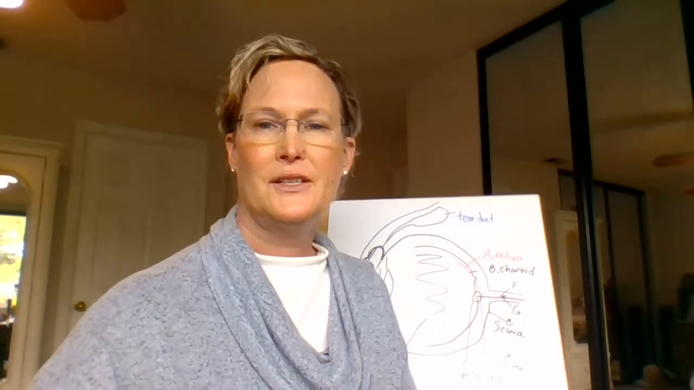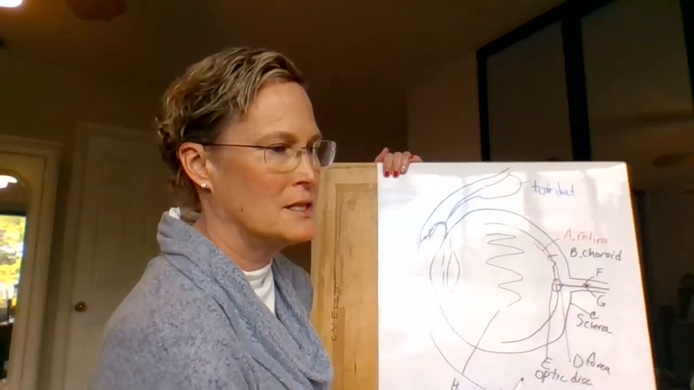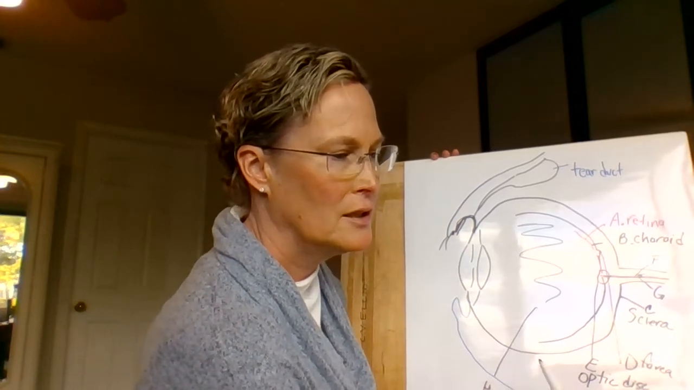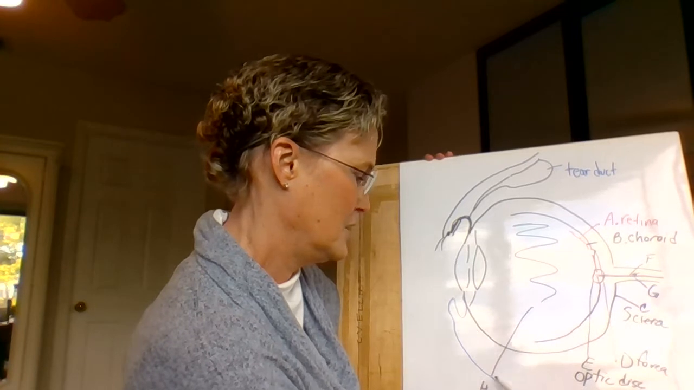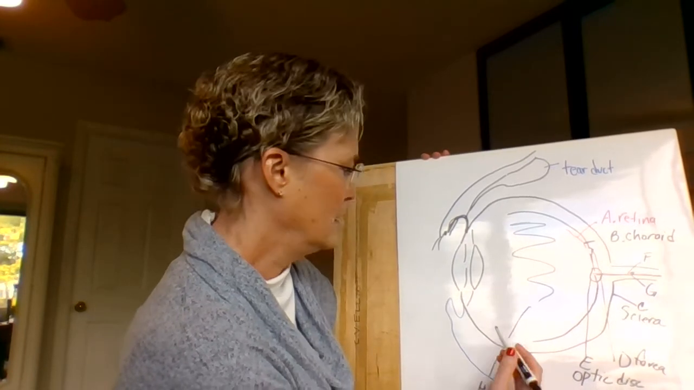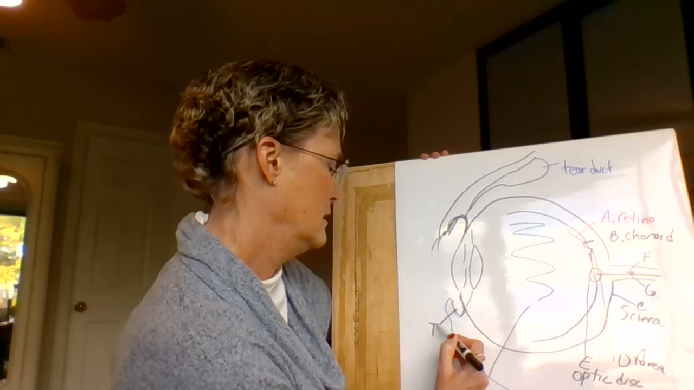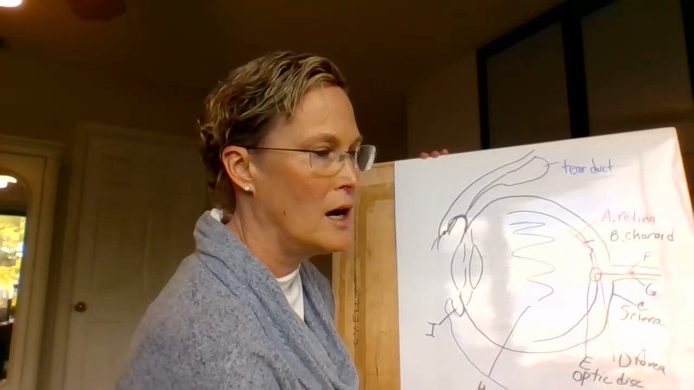Eyes are so complicated. You need part two. So, I was talking about the conjunctiva, which is eye. Okay, so H is the vitreous humor. The conjunctiva is eye. Conjunctiva. I'll put that back up again too.